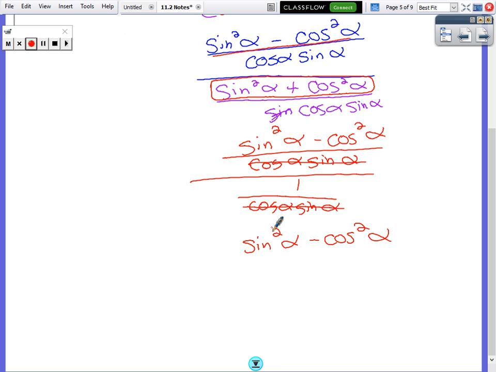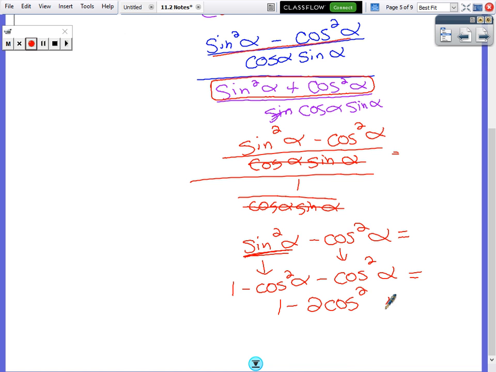Alright. Now, sine squared right here, using my Pythagorean identities, could be replaced by 1 minus cosine squared alpha. Bring back down my negative cosine squared alpha. Two like terms, they can be combined. Minus 2 cosine squared alpha equals, finally it matches up with our right hand side.